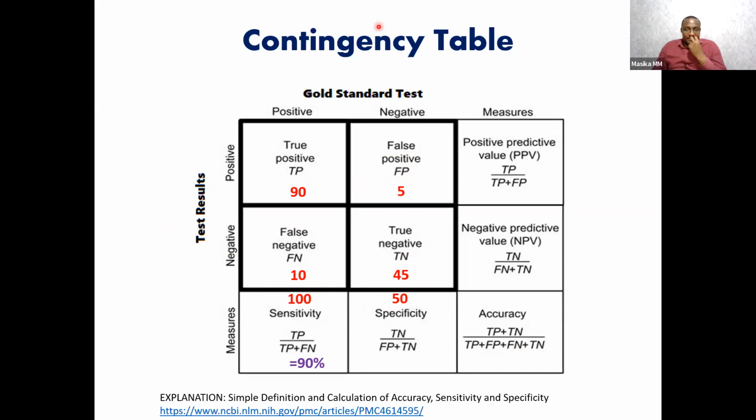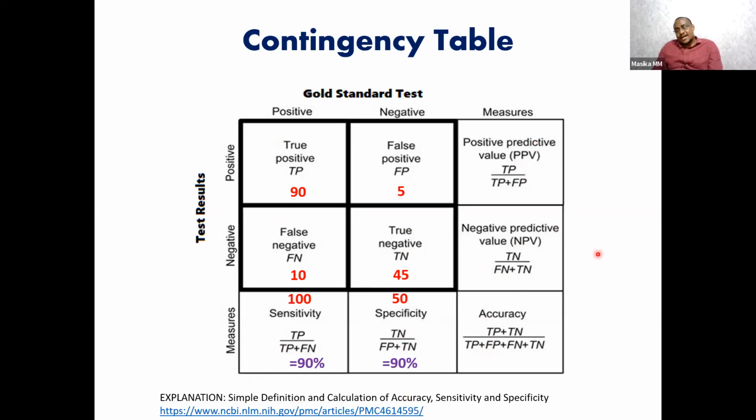How do you calculate specificity? Specificity. So you take true negative, which is 45, over false positive plus true negative, which is 50, and that gives you 45 over 50, which is 90%. Okay.